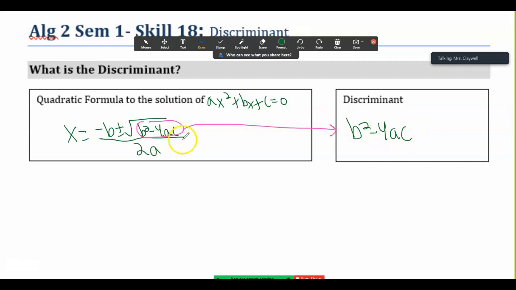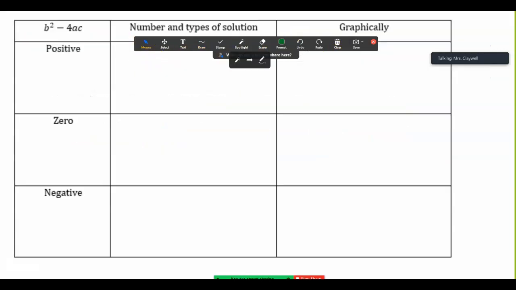Because we are eventually going to have to take the square root of it, the sign of what's under the square root tells us what kind of answers we're going to get. For example, if under the square root is positive, I'm going to get two real solutions, which on a graph would look like I cross the axis twice.